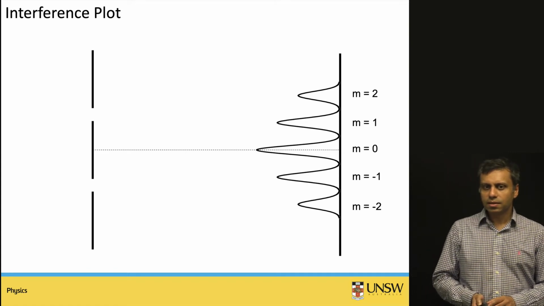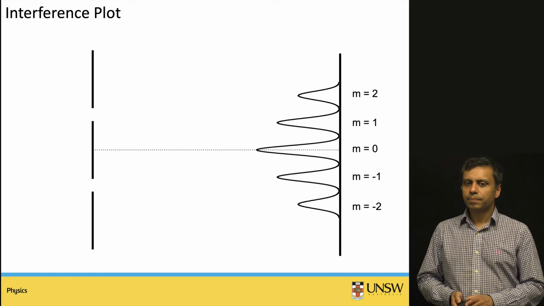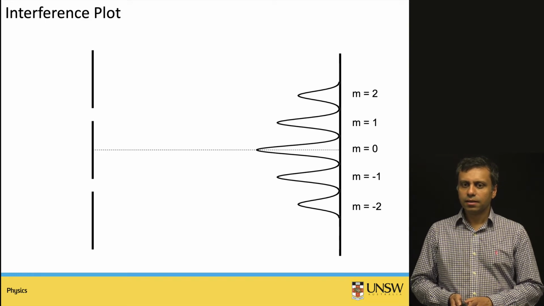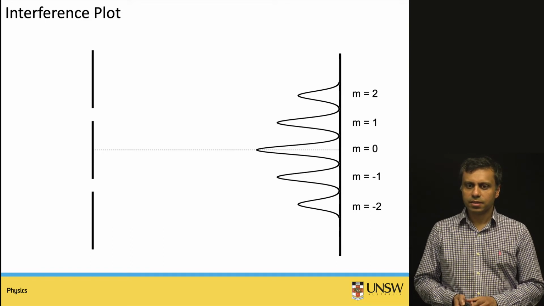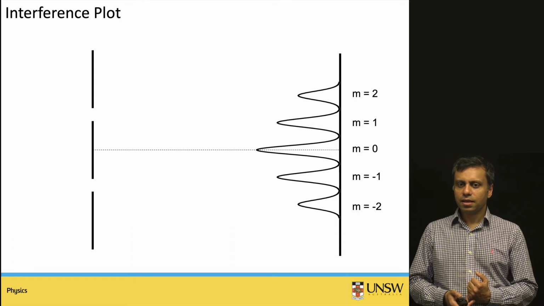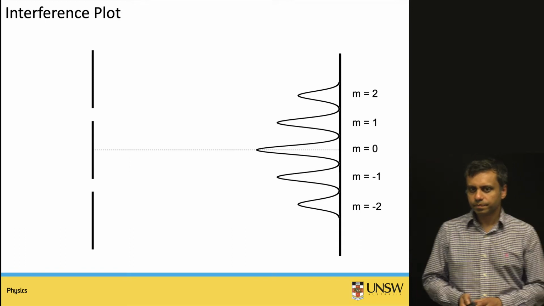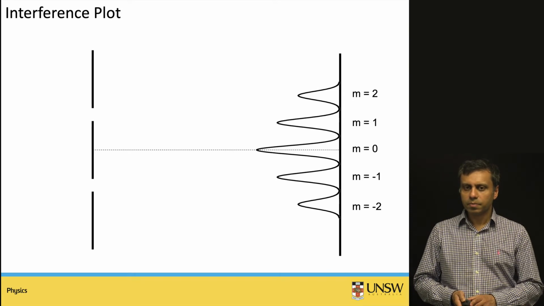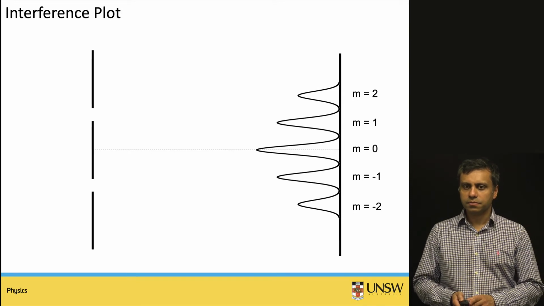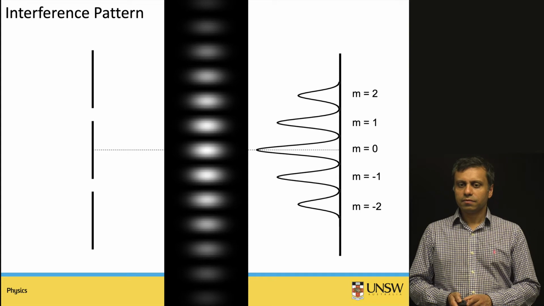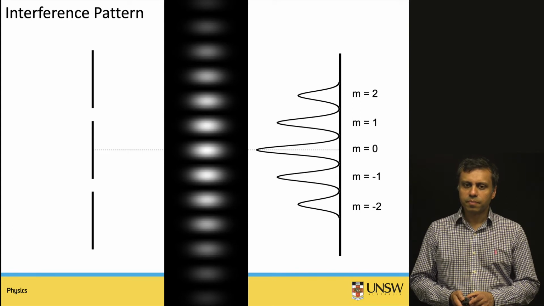So these are the locations where destructive interference takes place. That is, the path difference is an odd multiple of lambda over 2 basically. And in reality, if we do the experiment, we will observe a pattern like this.